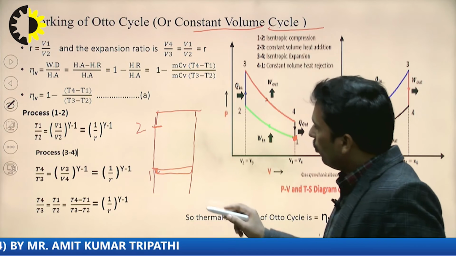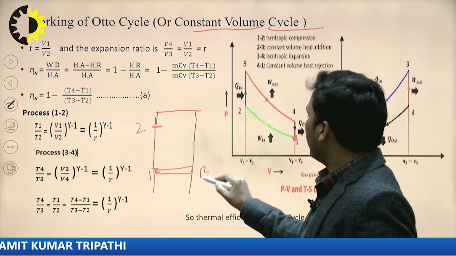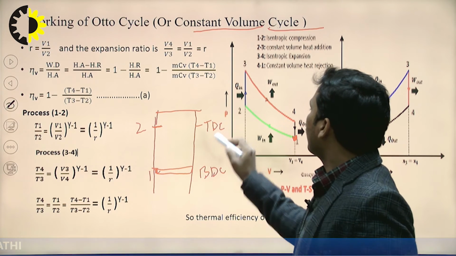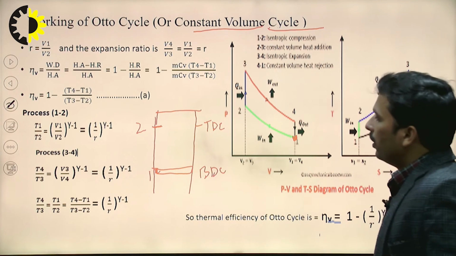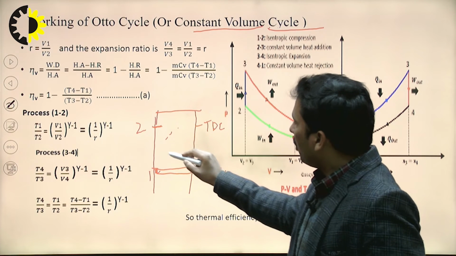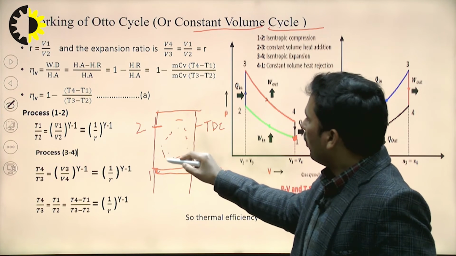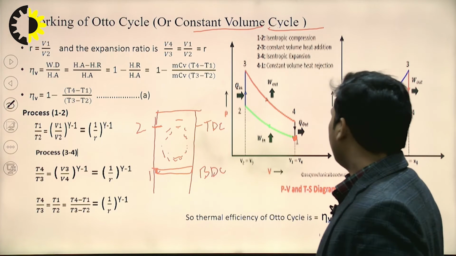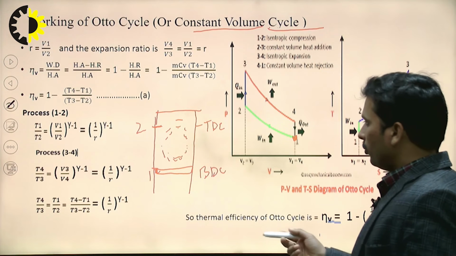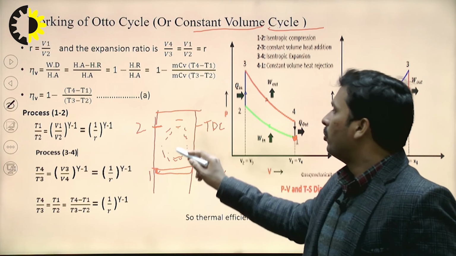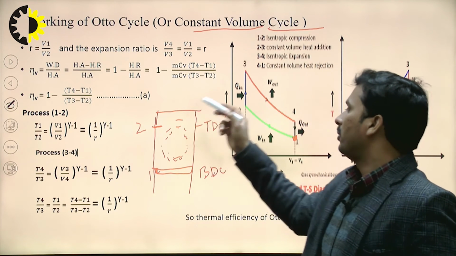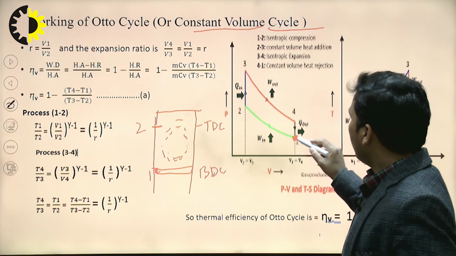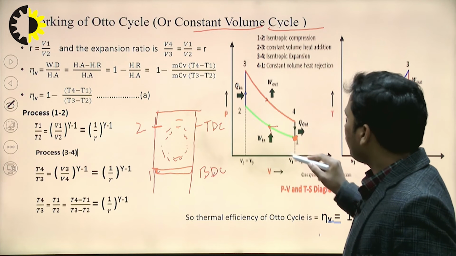If the piston moves from bottom dead center to top dead center during the compression stroke, then the gases, or mixture of fuel and air, will start compressing, and the pressure and temperature of these gases will increase. And you also know that if the piston moves in the upward direction, the volume of these gases will decrease. So you can see this process 1 to 2, that is the compression process.